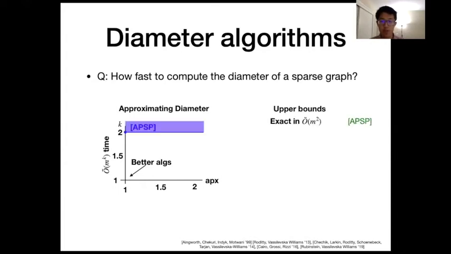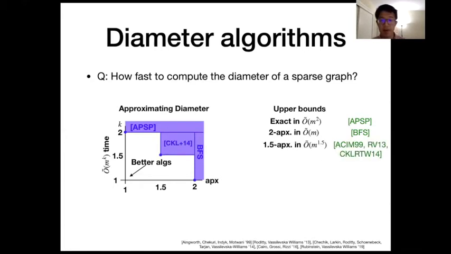So for the all pairs shortest path algorithm, we can get an exact algorithm in quadratic time. That's what we saw on the previous slide. And we can also get a 2 approximation in near linear time. It's also known that you can get a 1.5 approximation in m to the 1.5 time. This is this line of 3 works. And in directed graphs, these are the best known algorithms.